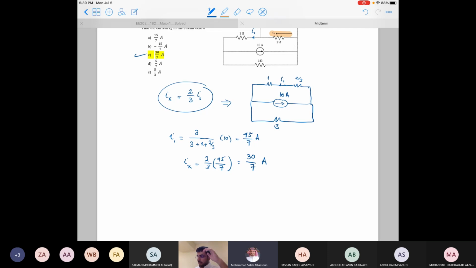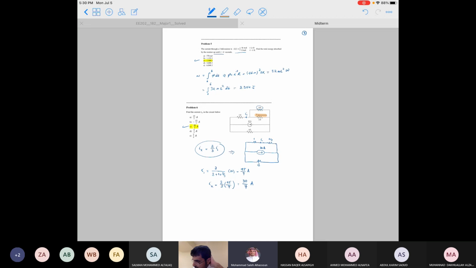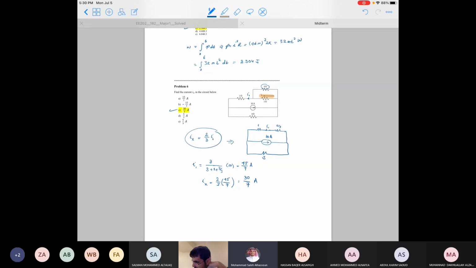Ahmed? Doctor, what about if I combine firstly the two resistors in parallel? Mm-hmm. Those two resistors. Then I do the current divider rule between those two. You can, yeah. I mean, you should get exactly the same answer. Oh, okay, thanks.